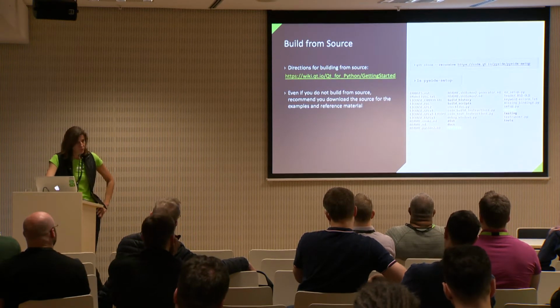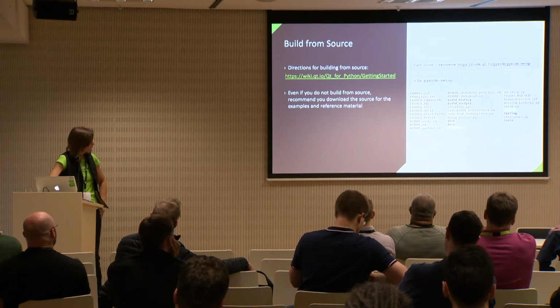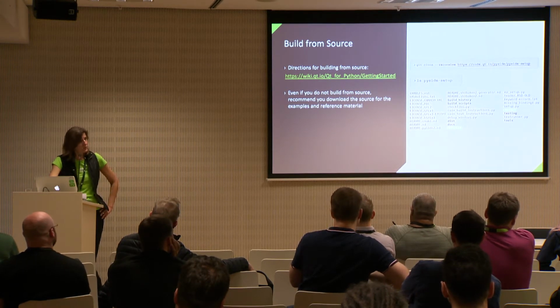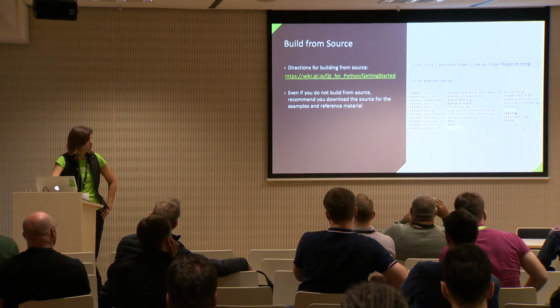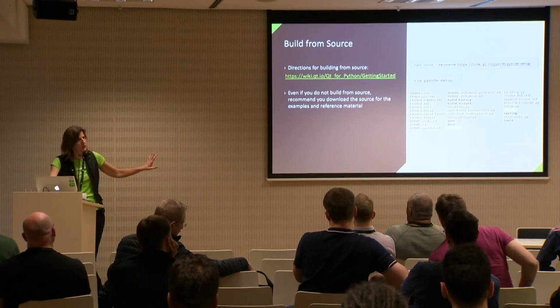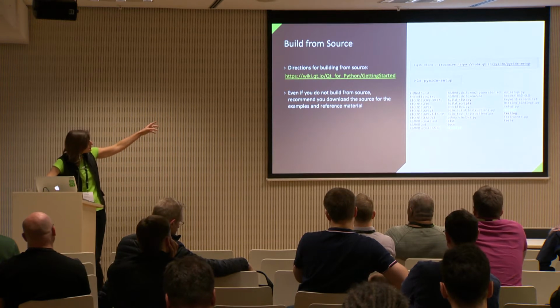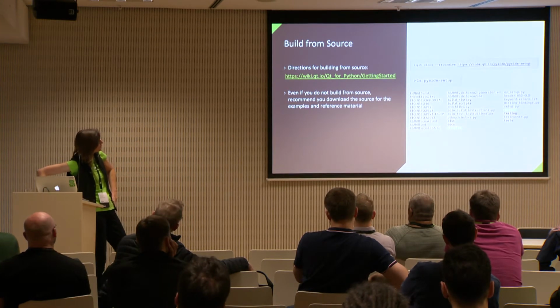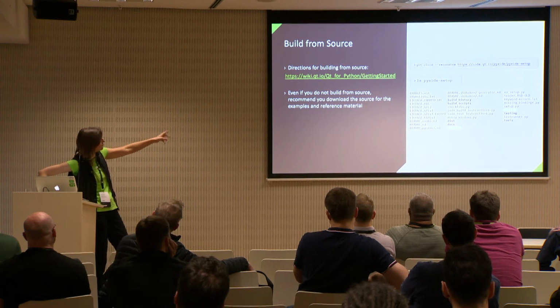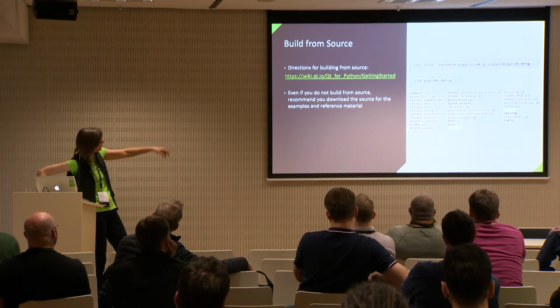Even if you don't build from source, I do recommend you get the source code because I reference the source code quite a bit in the rest of this talk. So there's a lot of good information in here. So even if you go the pip install route, you can do it here. The directions for getting the Qt for Python source are very nicely explained on the wiki page. I included the link there.